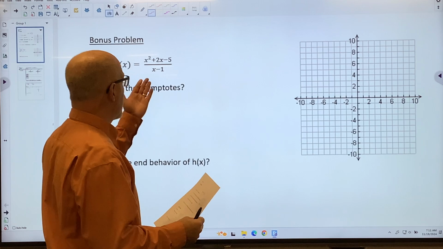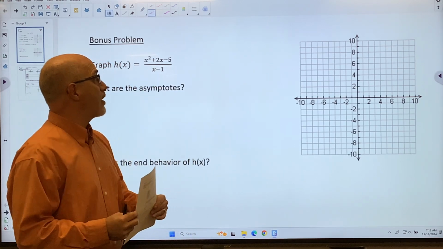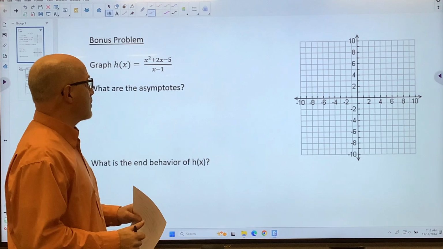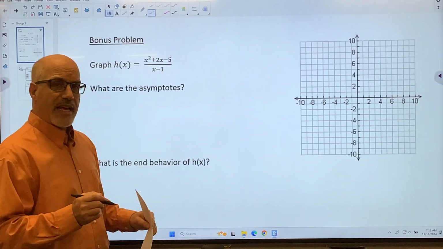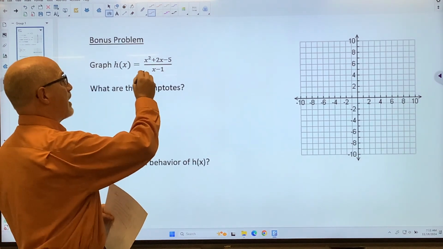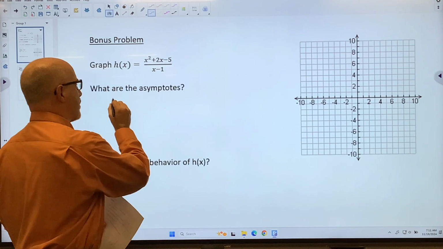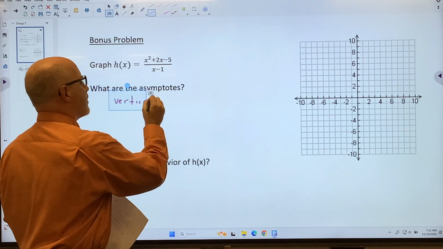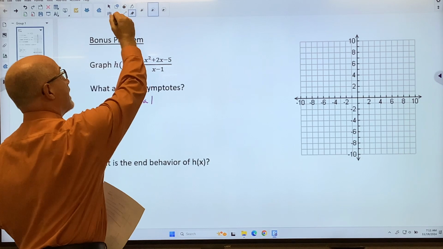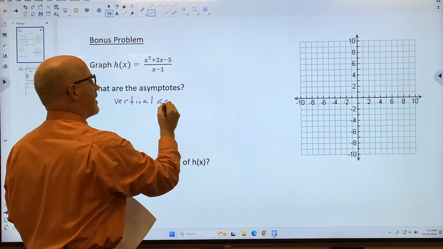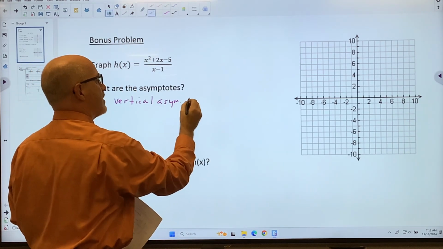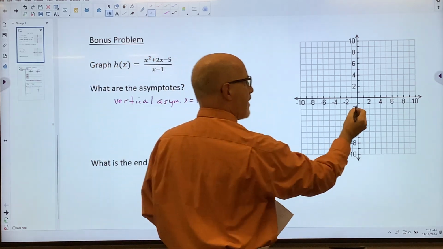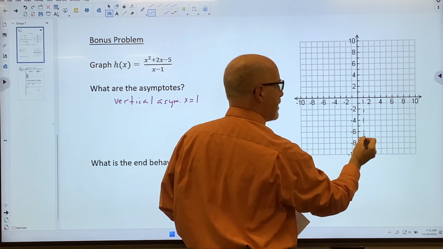With this one, we're going to look at this function here, x squared plus 2x minus 5 divided by the quantity x minus 1. To first find the asymptotes, we do know that the vertical asymptote is based on the denominator. So the vertical asymptote will be this denominator set equal to 0, so I get x equal to 1. So I'm going to draw that vertical asymptote in.